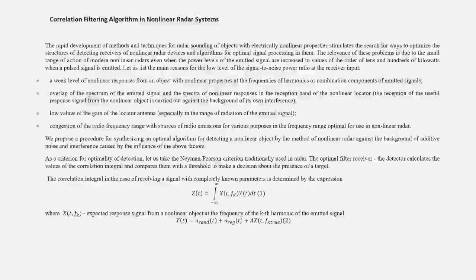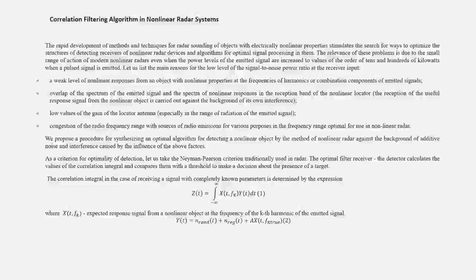We propose a procedure for synthesizing an optimal algorithm for detecting a nonlinear object by the method of nonlinear radar against the background of additive noise and interference caused by the influence of the above factors. As the criterion for optimality of detection, let us take the Neyman-Pearson criterion traditionally used in radar. The optimal filter receiver, the detector, calculates the values of the correlation integral and compares them with the threshold to make a decision about the presence of a target.